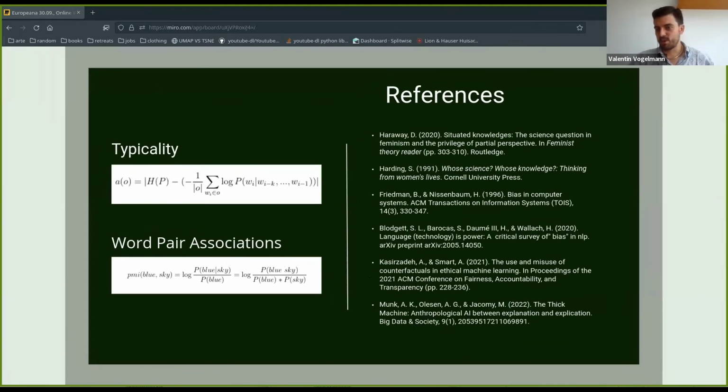I would like to conclude the presentation part here. These are references and definitions of algorithms, and go to the discussion.